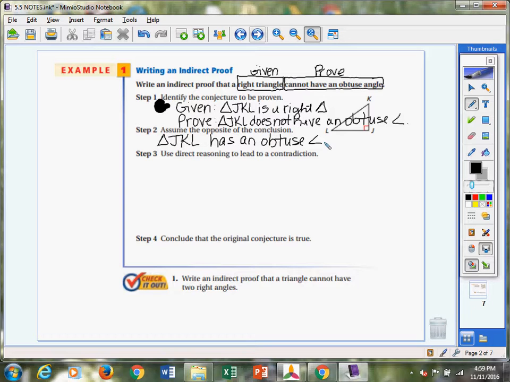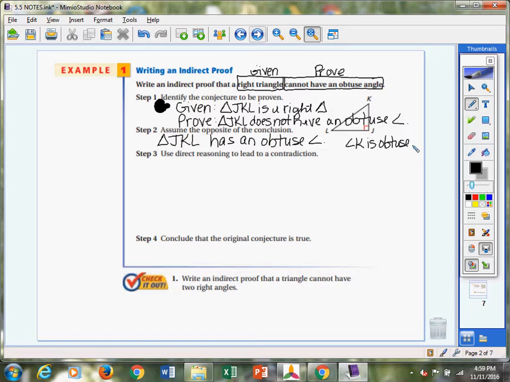So in this case, let's let angle K be our obtuse angle just for the sake of picking one of the angles out. It could have been L, it could have been K, it doesn't really matter. Just for the sake of solidarity, we're all going to do angle K as the obtuse angle in this triangle, okay? So now we're going to use direct reasoning to lead to this contradiction.